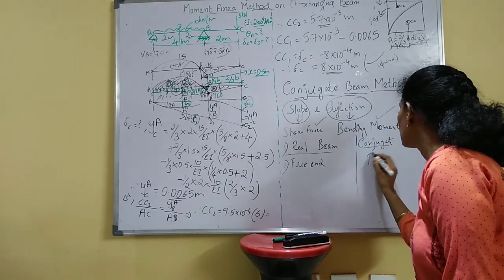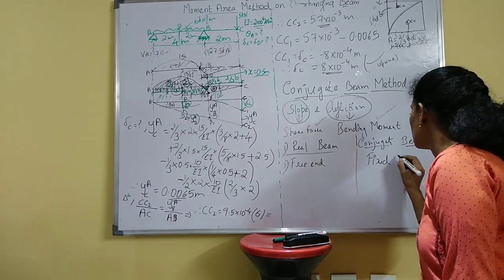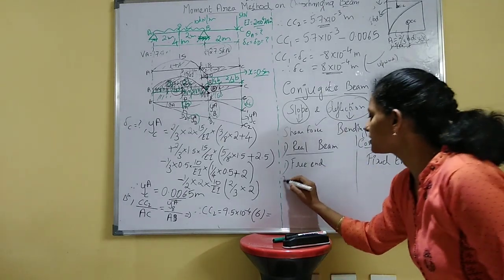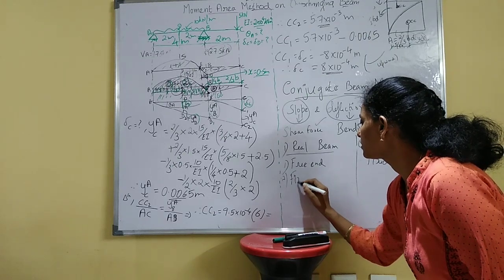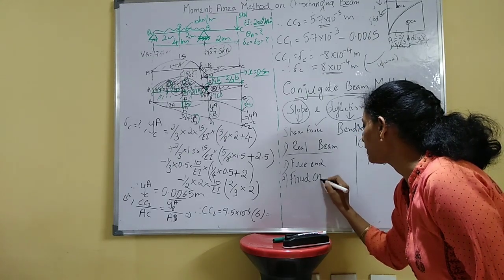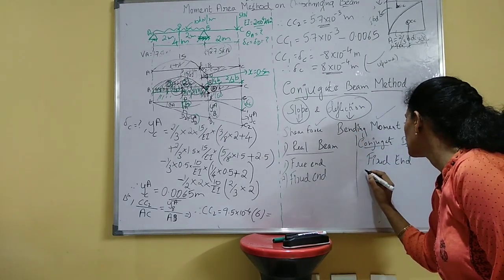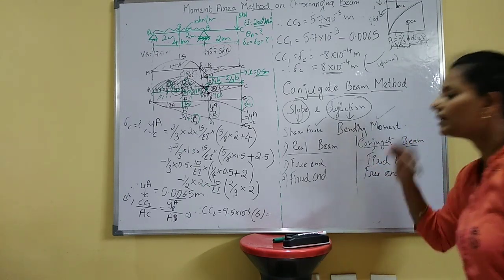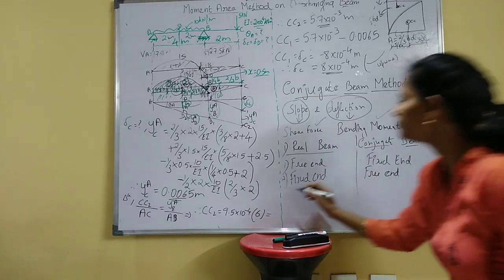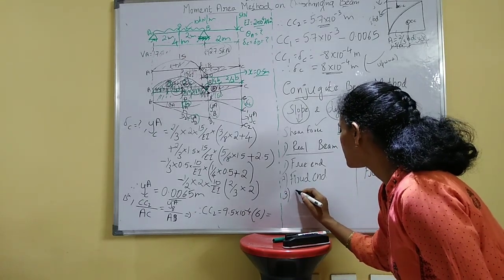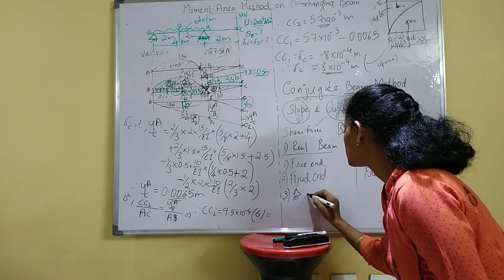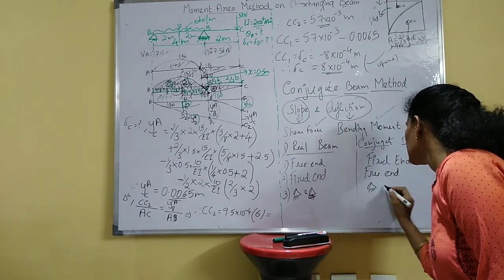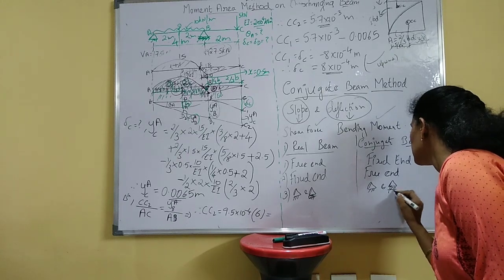So first point, if you have a free end, that will be your fixed end in the conjugate beam. And if it is a fixed end in the real beam in your problem, it will be a free end in the conjugate beam. It will be reversed in the conjugate beam. While for roller support and hinge support, that remains the same. Hinge and roller will remain the same.